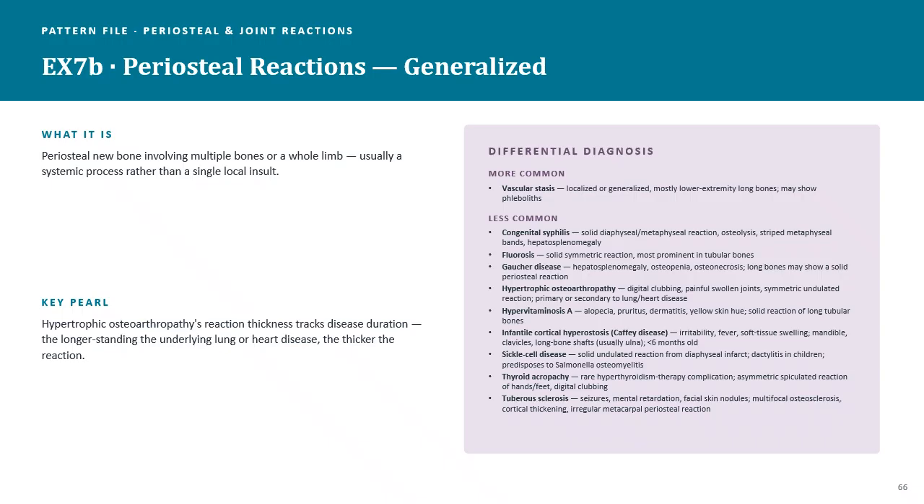So a simple way to think about this generalized reaction is that the bones are reacting to the fact that there's some sort of chronic problem somewhere else. Most often, it's probably going to be in the lungs, or it can also happen in the heart. There are several conditions listed here that tend to be more common, and those are congenital infections. Also, some of them are metabolic disorders, and some can be childhood conditions as well.